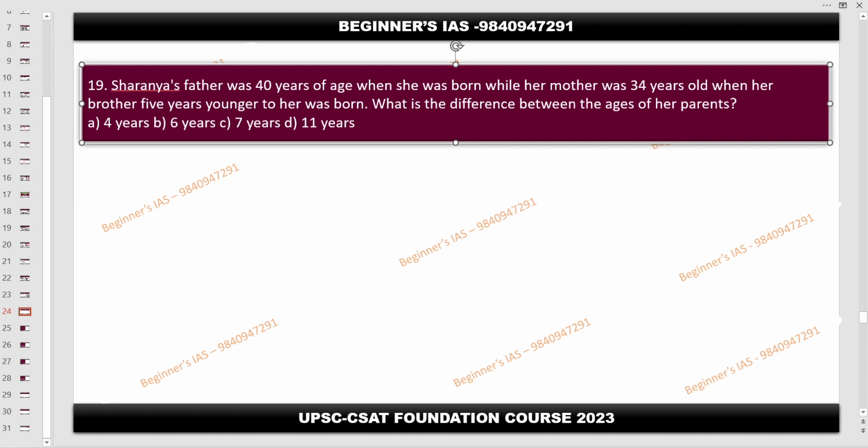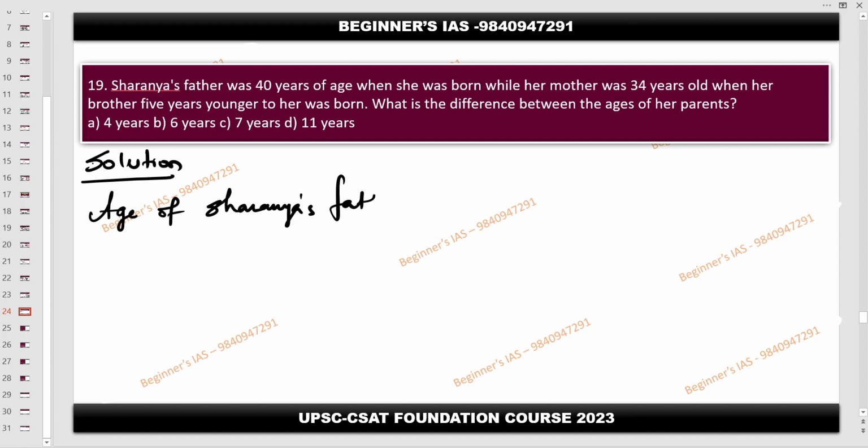So now just take the given. If you take the given it would be very easy. Now listen. Saranya's father was 40 years of age when she was born. That is the statement you need to take. So therefore the age of Saranya's father when she was born, that is the thing you need to make note of, is equal to 40 years.